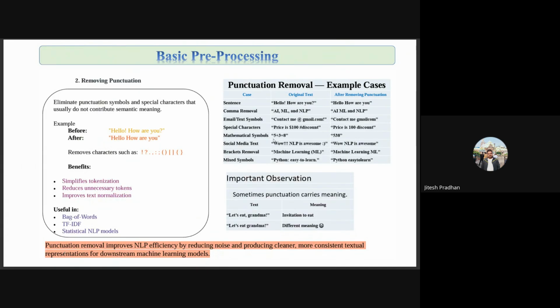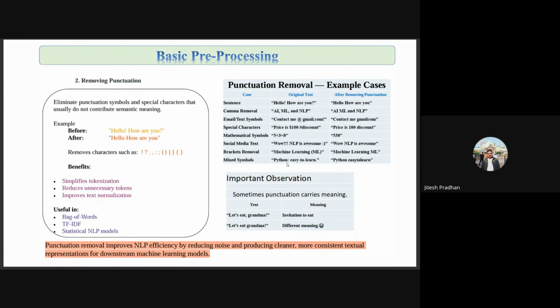Now you may think that because we are doing sentiment analysis, we should not remove this. Now social media text, "wow", there are three punctuation symbols. "NLP is awesome", then there is an emoji. We will remove everything, this and this. Now the bracket symbol, look at here. Machine learning has been written as ML in brackets, so this bracket will be removed.